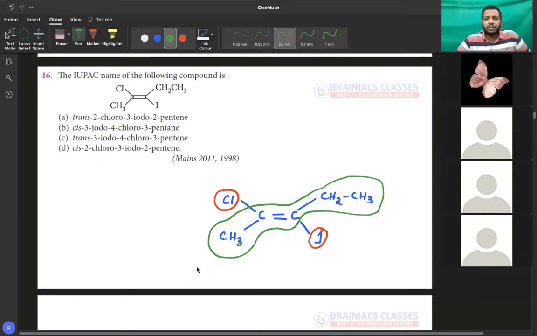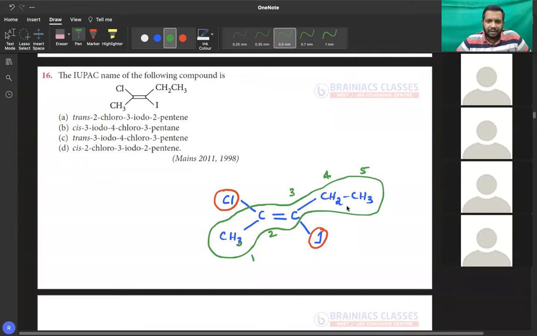Now I should put numbering. If I go like this, I will get 1, 2, 3, 4, 5. If I go the other way, it will start 1, 2, 3. Going this way, I get locants 2, 3, which is the minimum. If I go from right to left, I will get 3, 4. So I will choose the one which is minimal, that is this one. Now I will put the numbering.